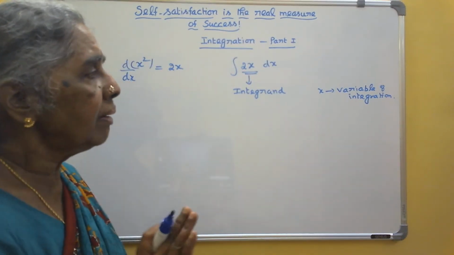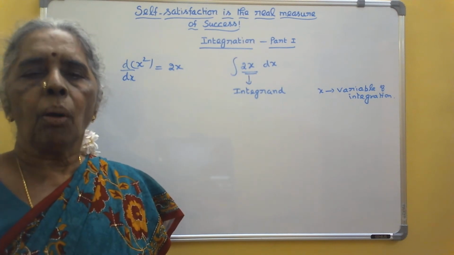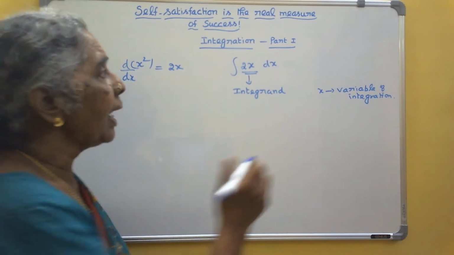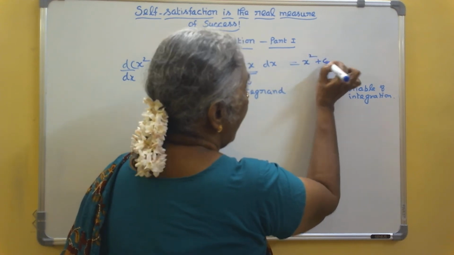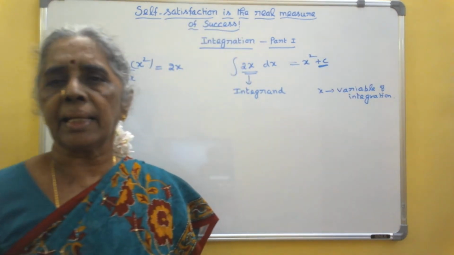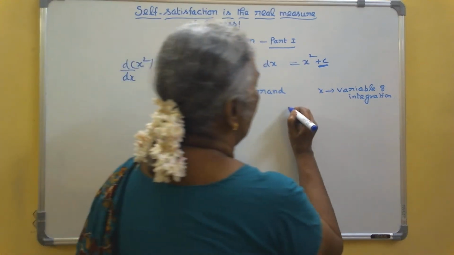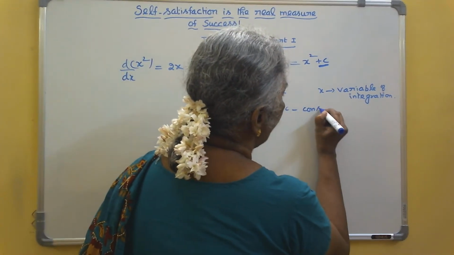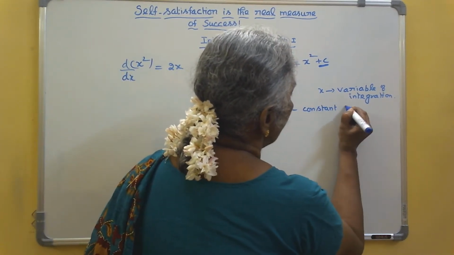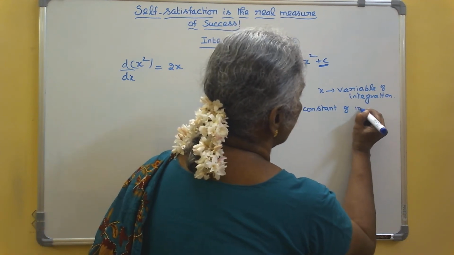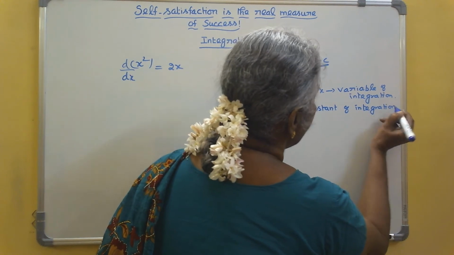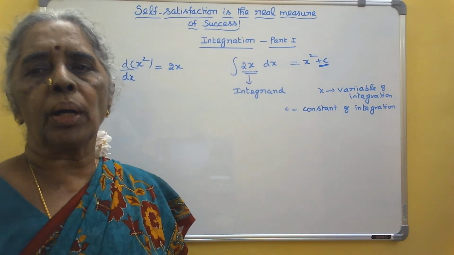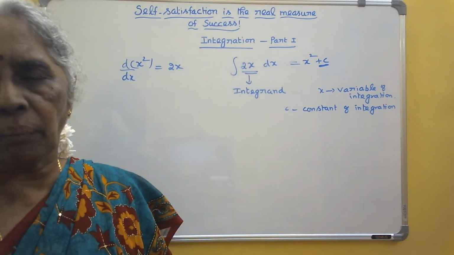Now, in integration, in all the sums, we will be adding a constant. I will write here x squared plus c. That c is called the constant of integration, okay? In all the integration sums, we will be adding plus c. That c is called the constant of integration.